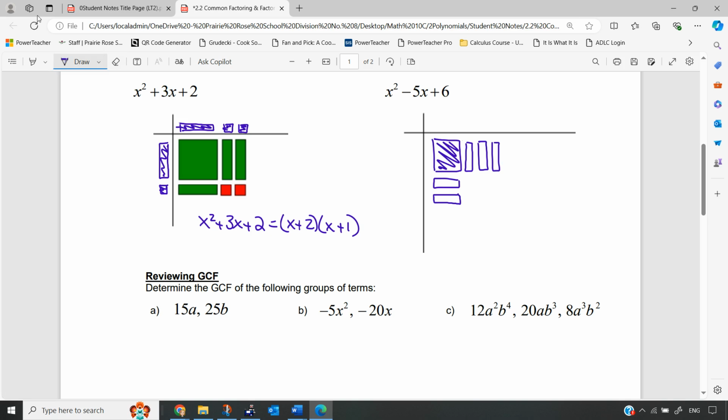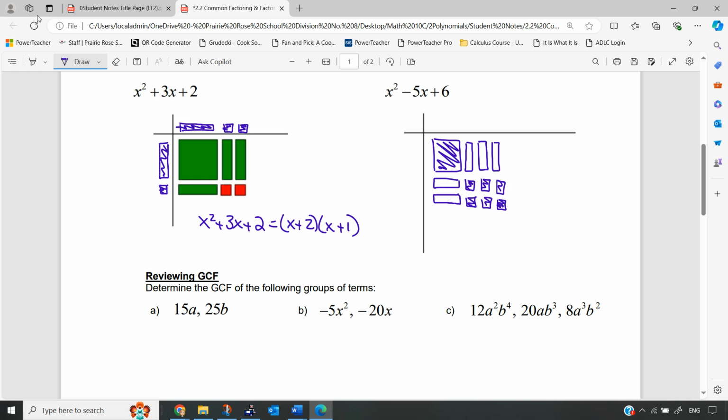There will be other examples that come where we might have to draw extra positives or negatives in order for them to cancel out, but we're just going to start with this for now. So now I'm going to put in my 6 positives. Once I have my product, then I can look for my factors.